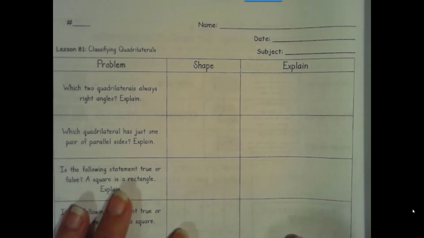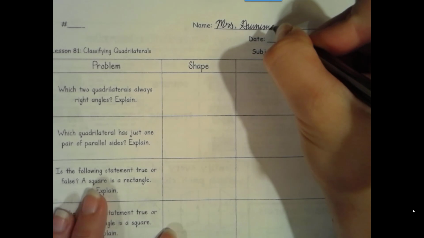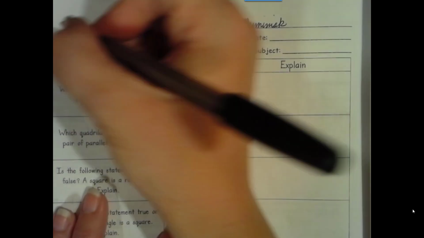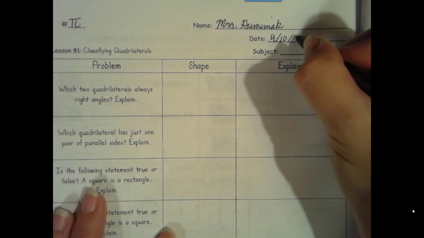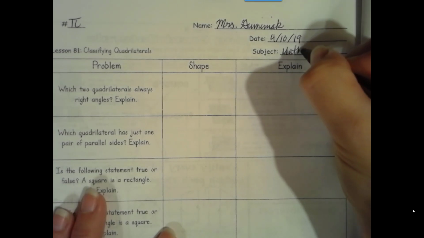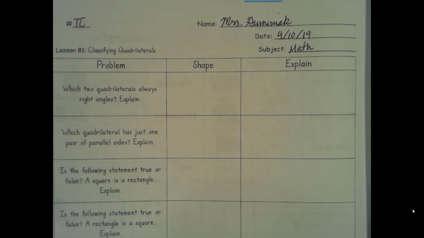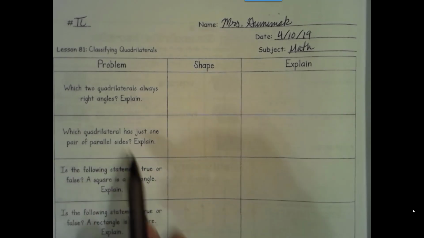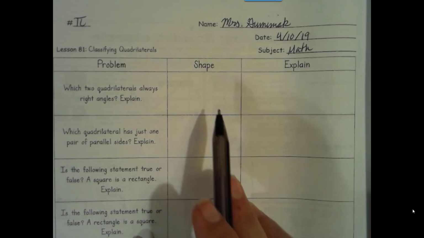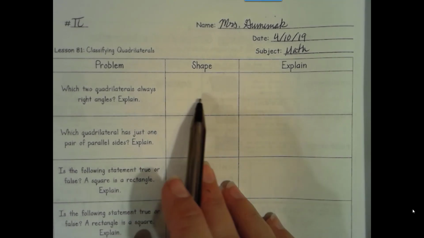Okay, now we're on to part 2 of lesson 81. Put your heading on, your name, number, date, first and last in cursive. Remember to put the date that you are working on these notes, not necessarily the date I am writing. And our subject is math. All right. We have some questions here we need to answer. And instead of having work and our solution, we're actually going to answer the question and then explain our answer.